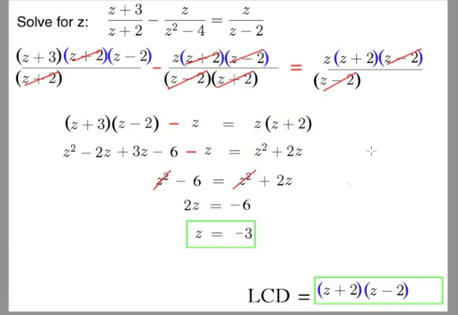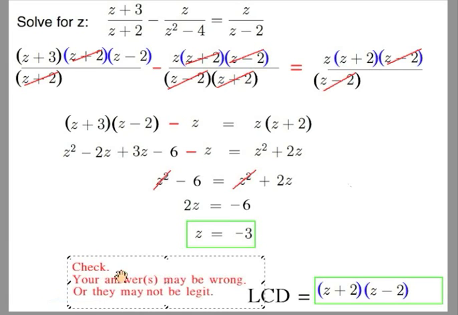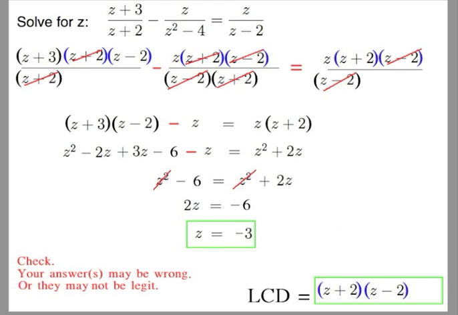And so that's the answer. And I was really pleased to see many of you got this on exam 2, and that's a good indication that you're going to get the one on the final exam. There's a couple things I want to talk about before I show you a similar one on the final. First, check your answers. And the reason is twofold. Your answers may be wrong, or they may not be legit.